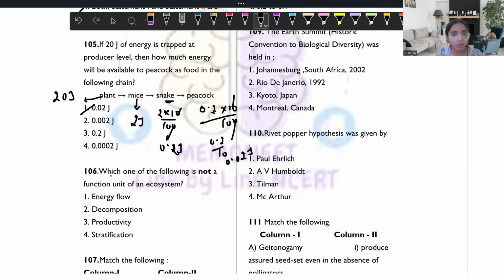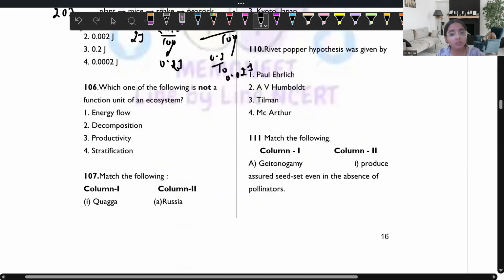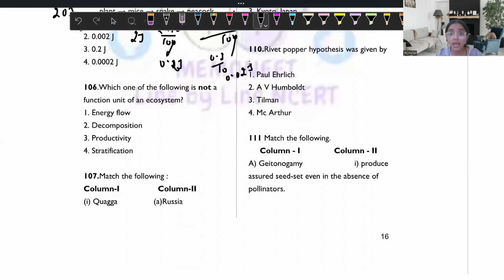Okay. Moving on to question 106. Which of the following is not a functional unit of an ecosystem? Yes. As I told you, standing state includes the functional characteristics of an ecosystem, which include species, population size, etc. So that is what it is asking. Which of the following is not a functional unit of an ecosystem? The answer to this is stratification. Stratification refers to the vertical organization of species in different levels.